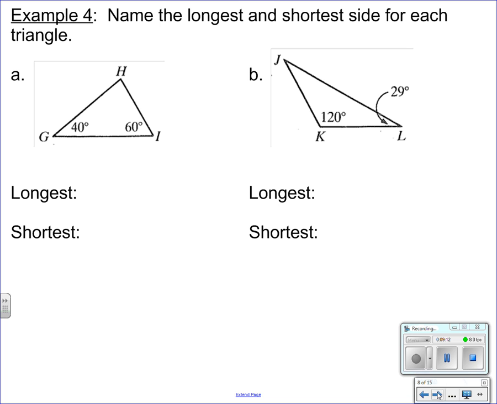Name the longest and shortest side for each one of those triangles. Well, here we have to find the missing angle. Since the angles in a triangle add up to 180, and I already have 100 degrees there, angle H has to be 80 degrees. So my largest angle is angle H. The longest side is opposite of that, so that is GI. The shortest is opposite the smallest angle. The smallest angle is 40, so HI is the smallest side.